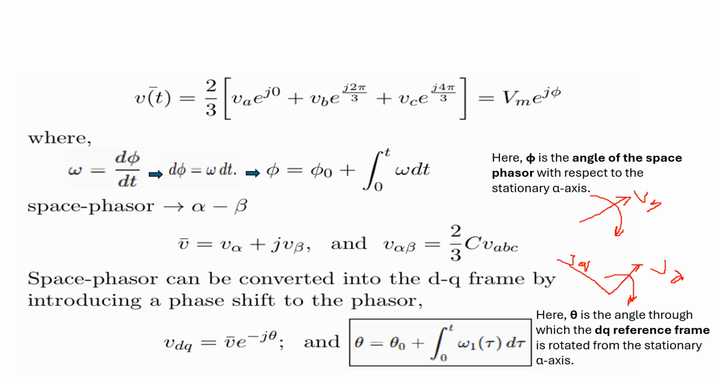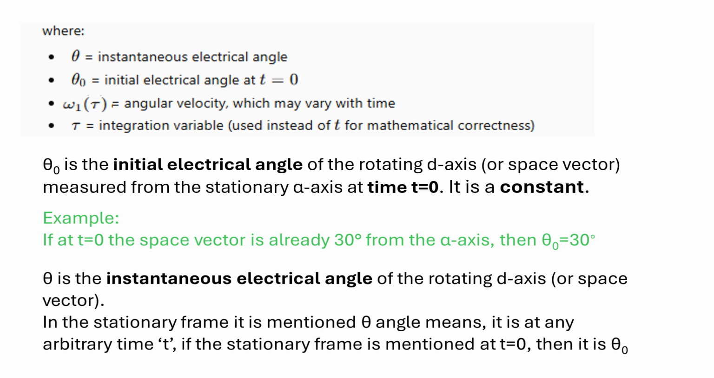Now we need to match this omega and omega 1 in such a way that if these two speeds are same, we can control the Vs, which is the combination of Va, Vb, Vc vectors. So you can control the Va, Vb, Vc vectors by controlling Vd, Vq. So that is the logic behind this mathematical model, where theta is the instantaneous electrical angle, theta naught is the initial electrical angle.